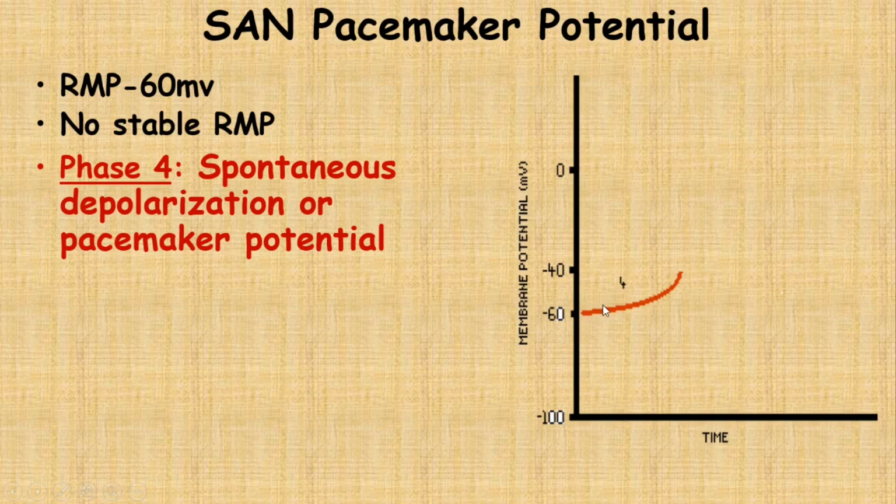After the end of phase 4, that is the pacemaker potential, the action potential starts. So this is also called the pre-potential. Pre means before the action potential. This is the special property of the SA node, where the action potential is generated on its own, and this is caused by this spontaneous slow depolarization. It is also called the pacemaker potential.